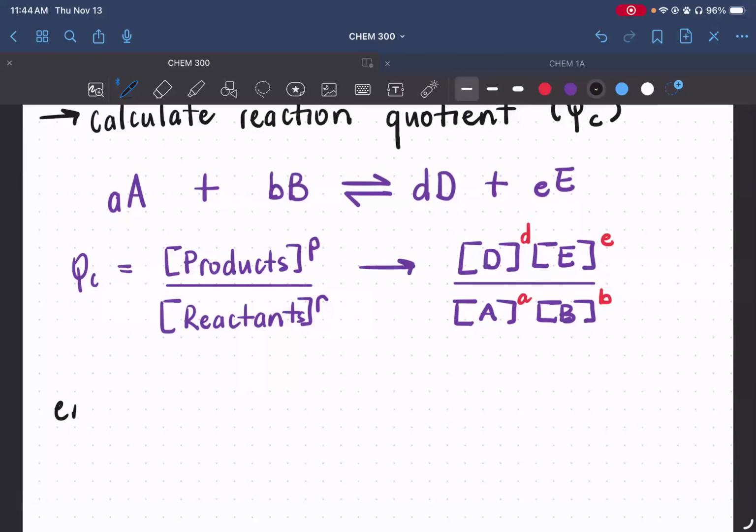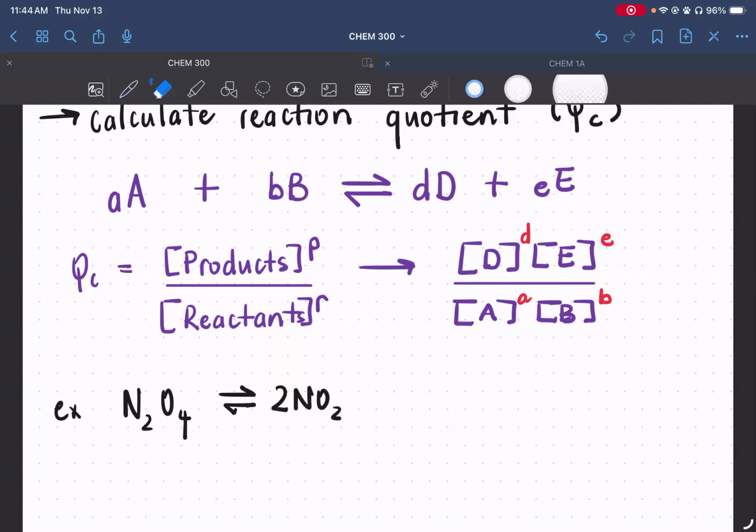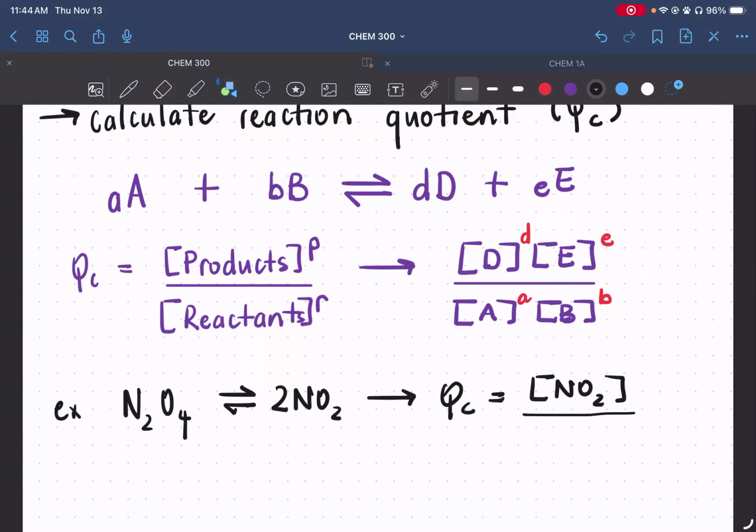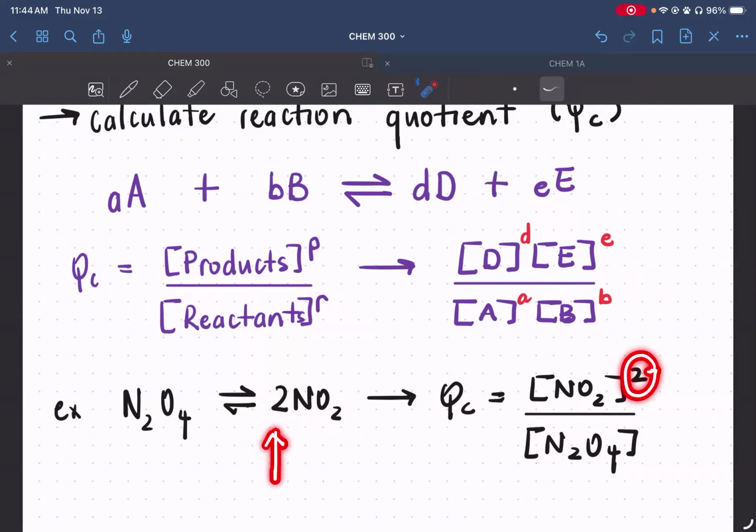Thinking back to that one example we just did, the breakdown of N2O4 into 2NO2, the reaction quotient is equal to the product, NO2, divided by the reactant, N2O4, raised to the powers of their stoichiometric values. Where, of course, I got the 2 here, because there is a 2 in front of the NO2.